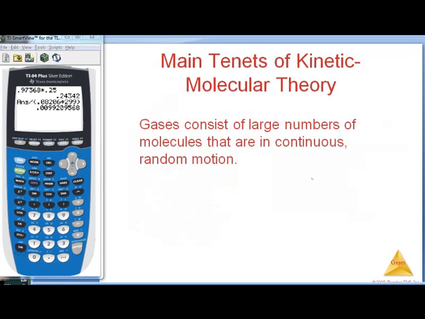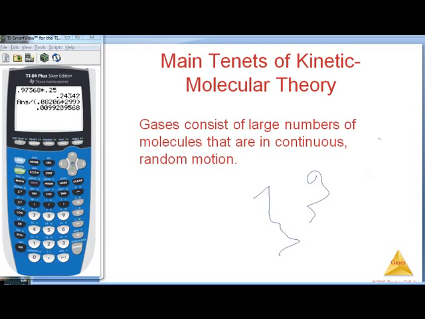Now when we say random motion, it doesn't mean that they dance and spin and twirl around, but they will go basically in a straight line path until they hit something, and when they hit something they get deflected. So they're always running into something, especially the walls of whatever container they're in, be it a room or a box or a cylinder. Okay.